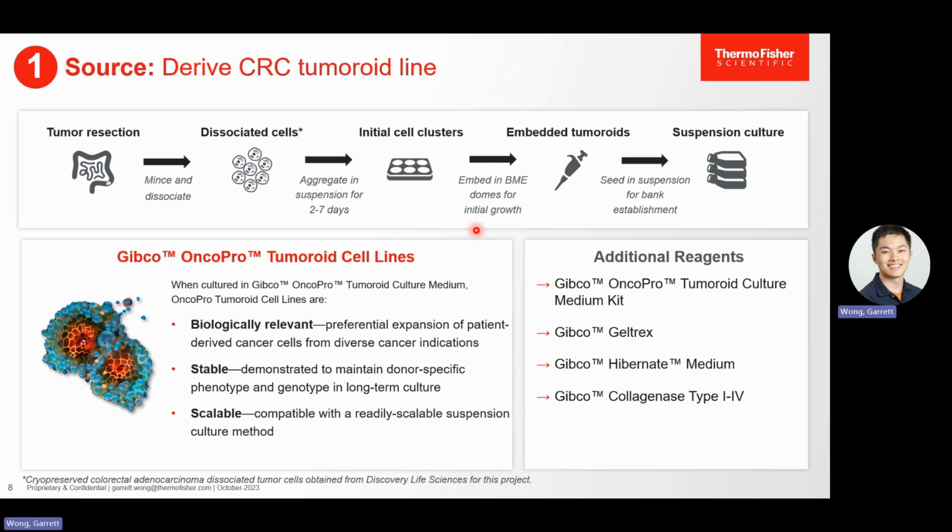Once these formed tumoroids, they were transferred to suspension culture, where instead of being embedded, they would now have the basement membrane extract added to the media solution rather than being encapsulated. For this process, a tumoroid application note will be released for these early steps through Thermo Fisher, where we can provide some guidance on how scientists can best derive their own models.